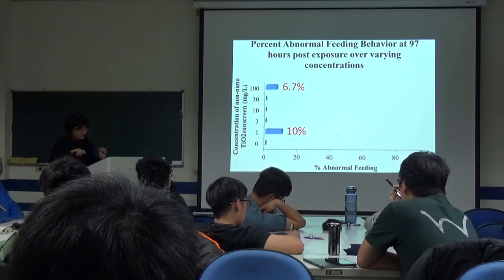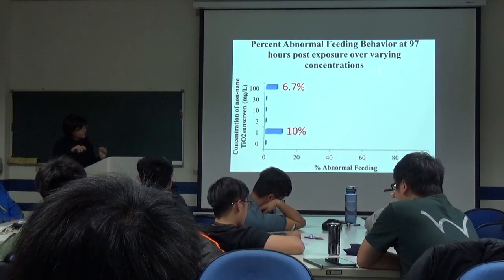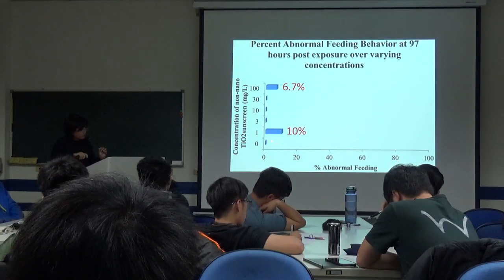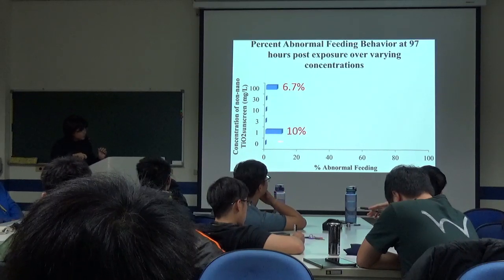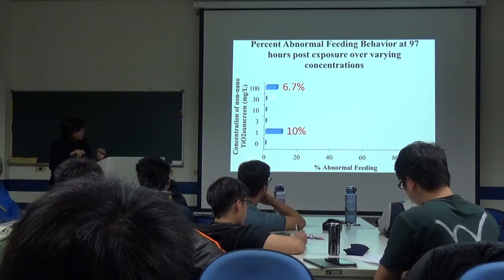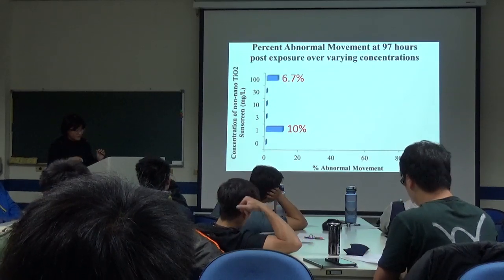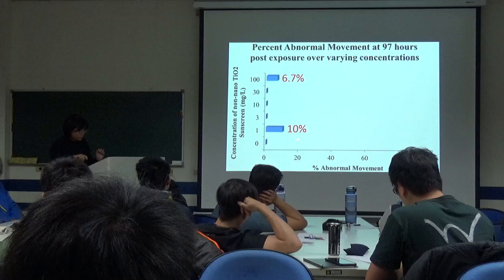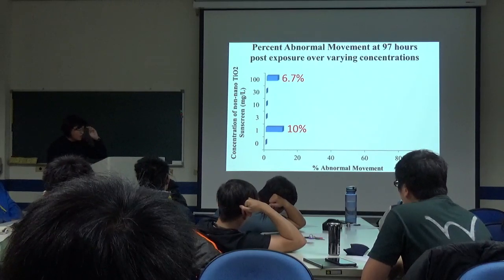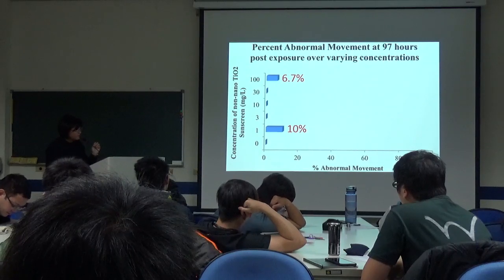And the next chart is abnormal feeding behavior. You can see fish were recorded with abnormal feeding behavior at 1 milligram per liter and 100 milligrams per liter. And the next chart is abnormal movement. It displays the same result as abnormal feeding behavior.